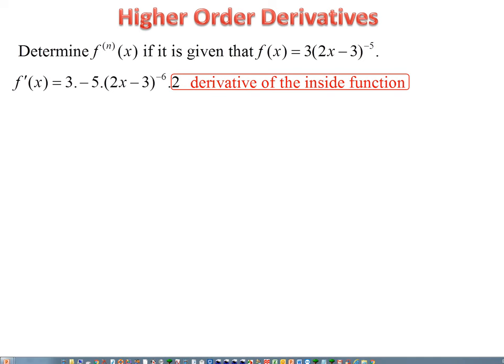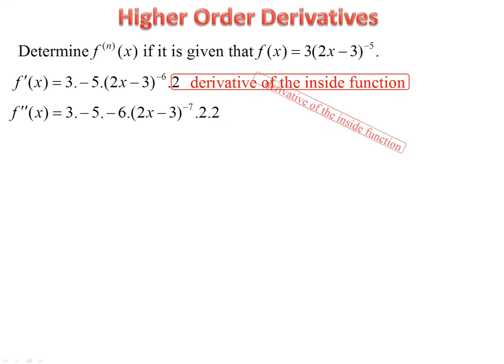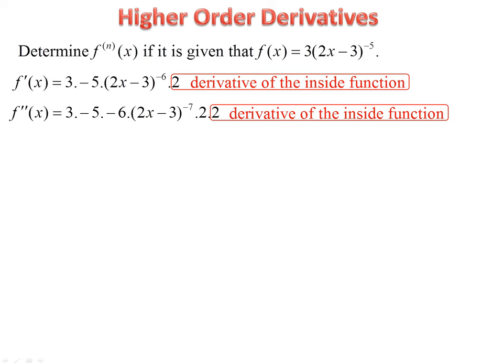Second derivative. Here it is. Notice that we've multiplied down by -6, so there we are. 2x minus 3, same inside function, to the -7 times 2, and then we've had to multiply again by the derivative of the inside function. So there it is.